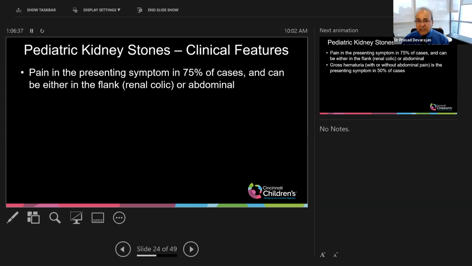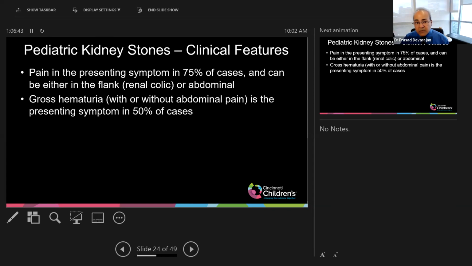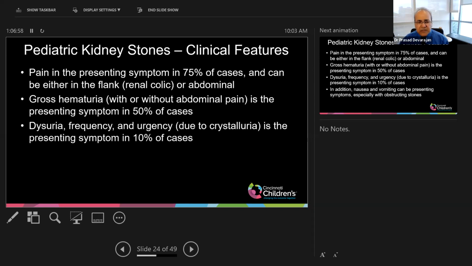And the younger the child is, the more likely they will complain of abdominal pain rather than the classic renal colic flank pain. About 50% will present with just gross hematuria, with or without abdominal pain, with or without back pain. So when there's recurrent gross hematuria, an important thing to consider is kidney stones. And some will just present with no back pain, no hematuria, but just UTI symptoms.